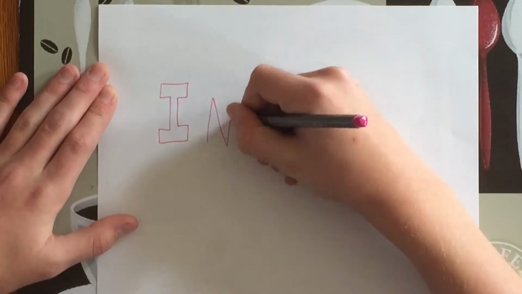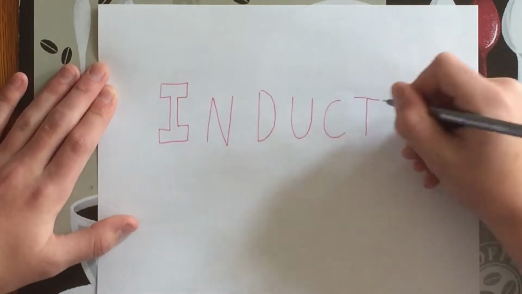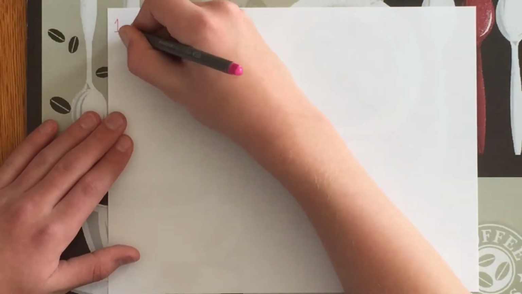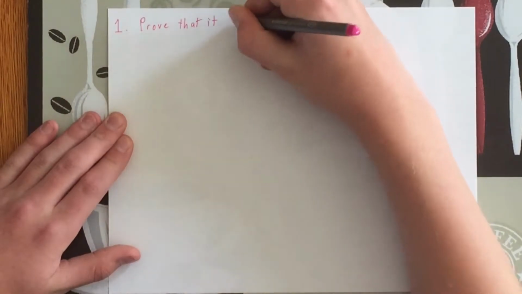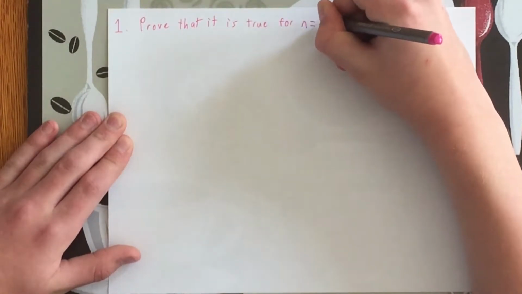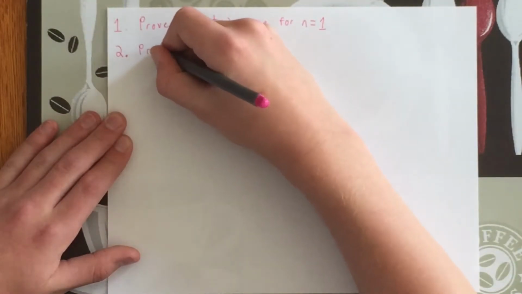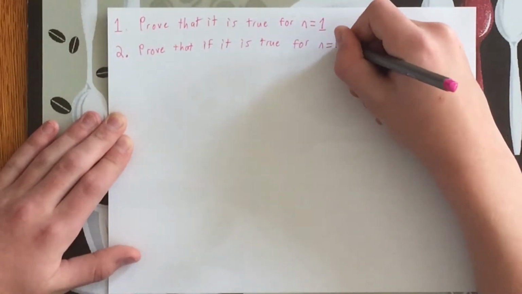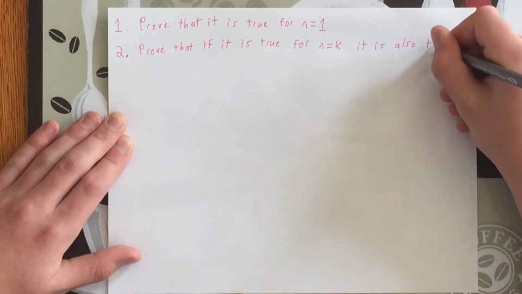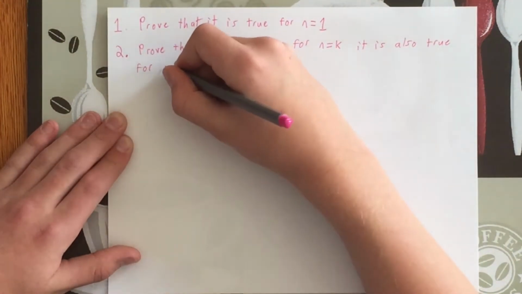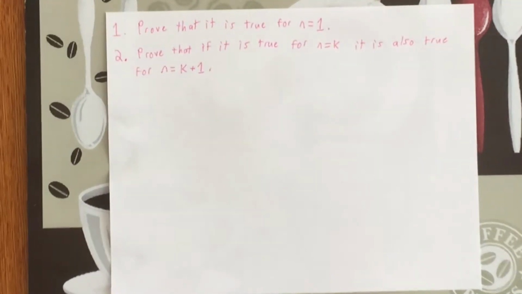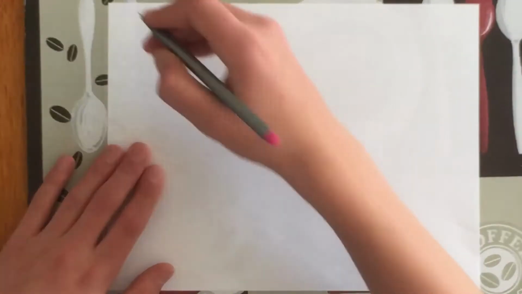Hello, in this video I will be showing you how to do mathematical induction. Mathematical induction is used to prove something for all or some integer values n. You start by proving that it is true when n equals 1, and after that you prove that if it is true when n equals k, it also must be true for when n equals k plus 1. Now I will show you some examples.